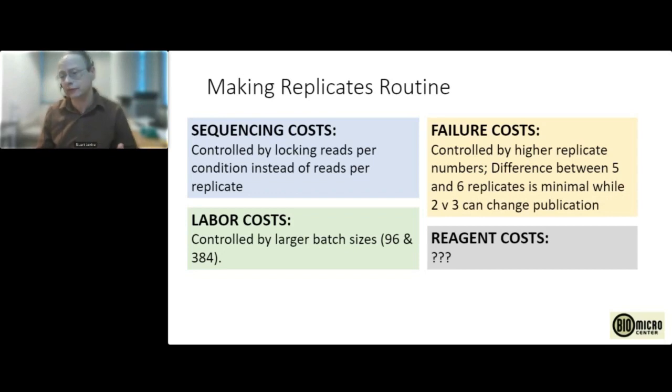Whereas if you have 5 or 6 replicates come in, then the loss of a sample is no longer a big deal. We're able to just ignore the failed samples and continue on. So that leaves the final problem, which is reagent costs. And this is where we bring in miniaturization.